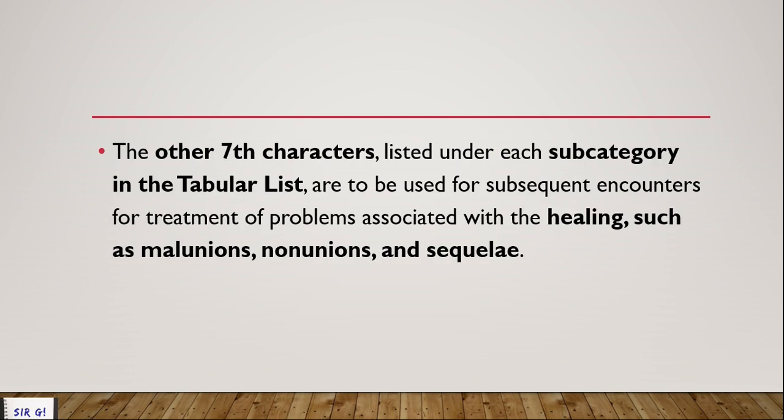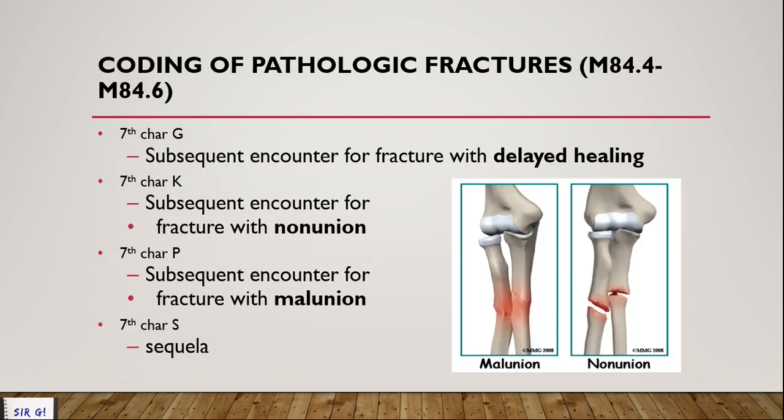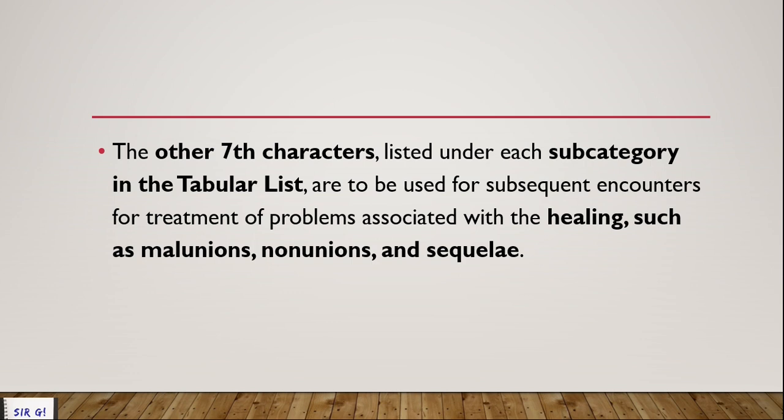The last one is 7th character S, for sequela, but I'll discuss the other 7th characters first. The other 7th characters listed under each subcategory in the tabular list are to be used for subsequent encounters when we are talking about treatment or problems associated with healing, such as malunions, non-unions, and sequela. Meaning, for the other 7th character codes, we are talking about subsequent encounters for treatment of problems associated with healing, such as malunions, non-unions, and sequela.